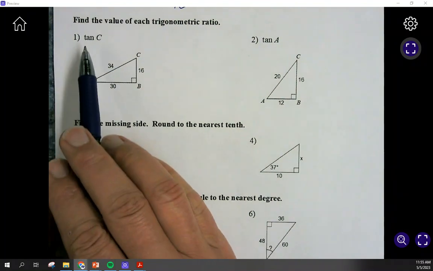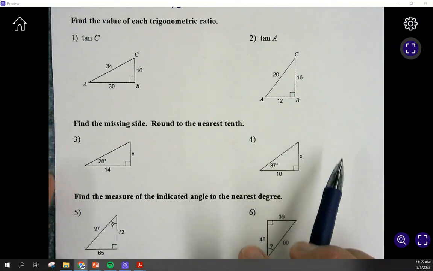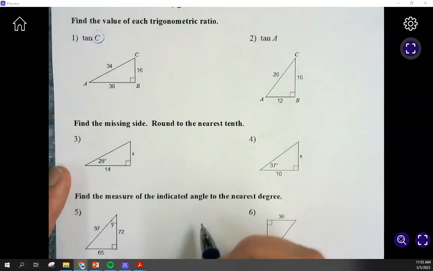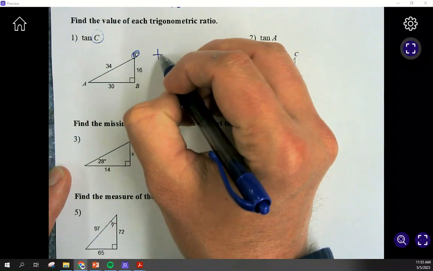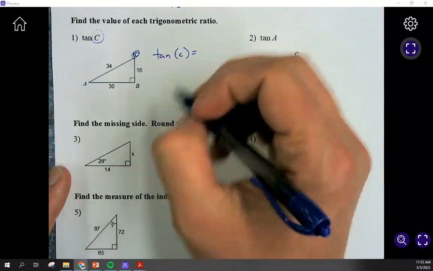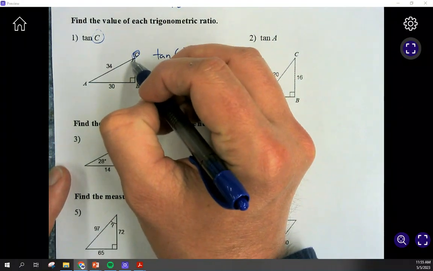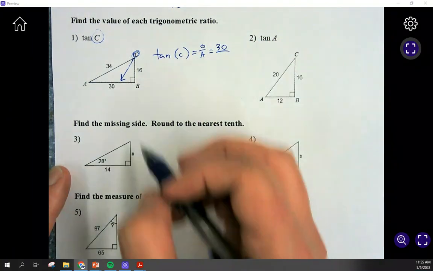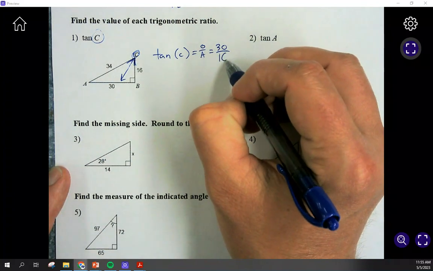So here again, they're just asking for the ratio. That's all they're asking for. So my final answer is just a fraction, should be simplified. So it's from C. So the tangent of angle C, tangent of C equals opposite over adjacent. You need to remind yourself, opposite over adjacent. So from C, the opposite is across the triangle. That's 30. The adjacent is next to it, but we're not using the hypotenuse. So that would be 16.